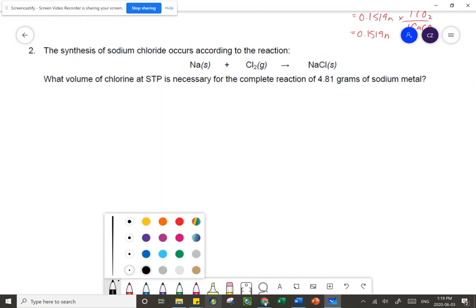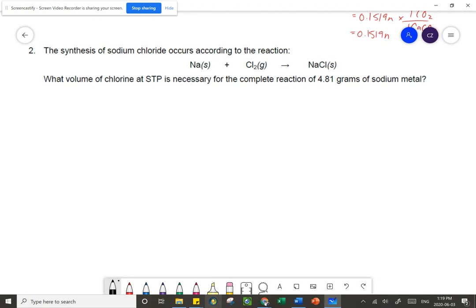So let's do question number 2 together. So this says the synthesis of sodium chloride occurs according to the following reaction. Sodium plus chlorine makes sodium chloride. Okay, so I'll set up my equation first. I have sodium, a solid, reacting with chlorine, a gas, to make sodium chloride, a solid. Now, if I look, this isn't balanced. To balance this, I need a 2 here and a 2 here. So don't assume that the question is given to you balanced. Okay, it may not be.